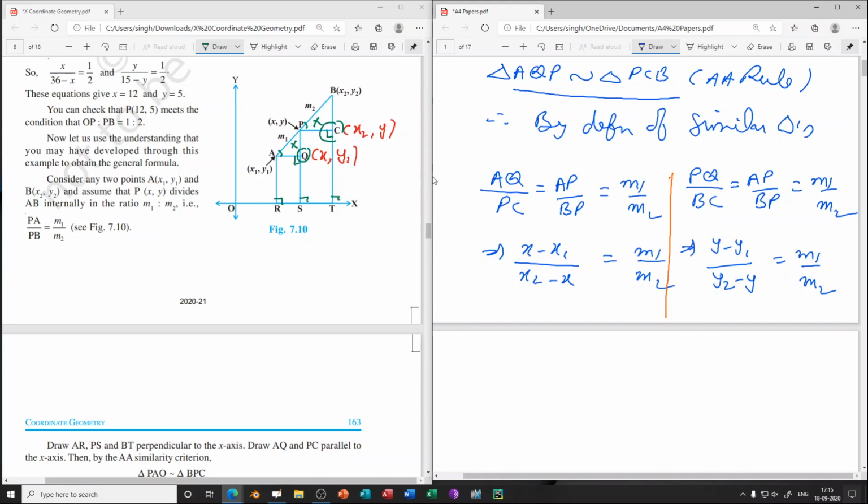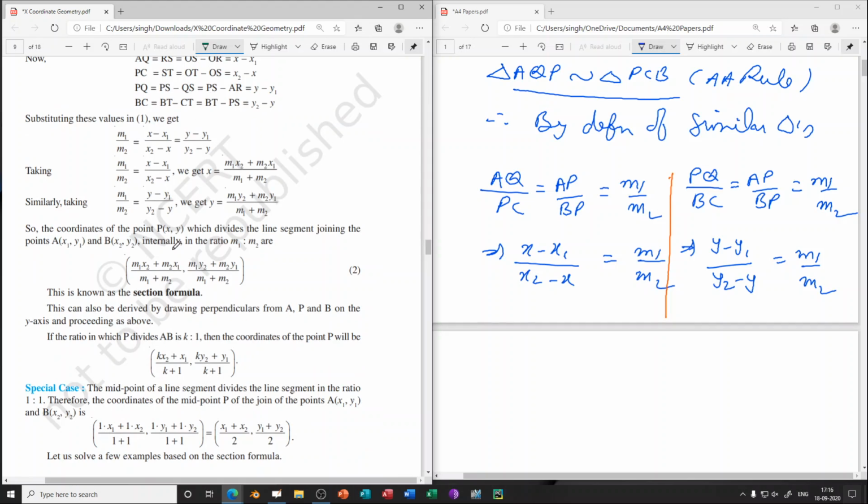Similarly, how can you obtain the length of BC? If you see the figure, point B is at a distance y2 from the x-axis, and point C is at a distance y from the x-axis. The difference of these two is y2 minus y. So we have BC as y2 minus y. Simplifying this by cross multiplication, we obtain the value of y.